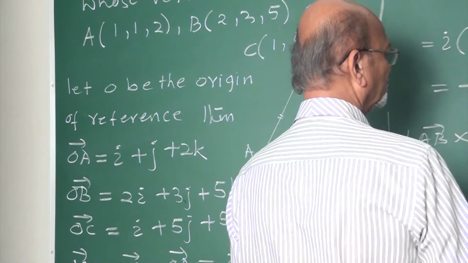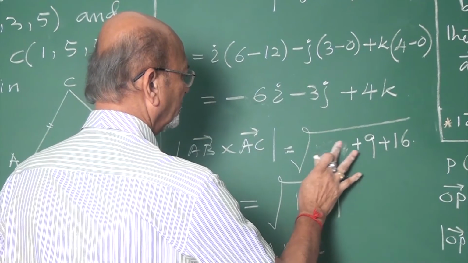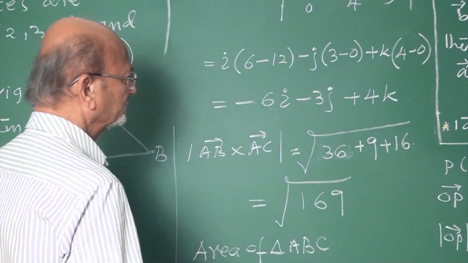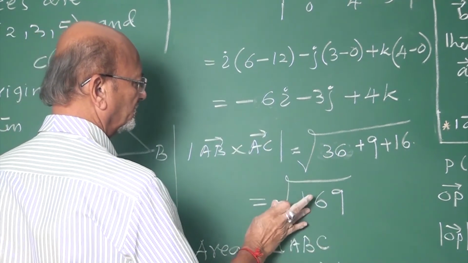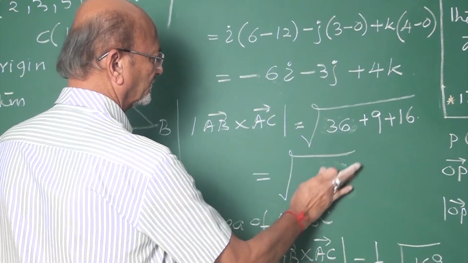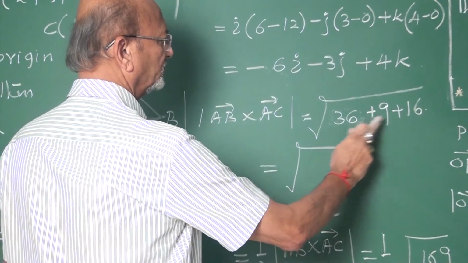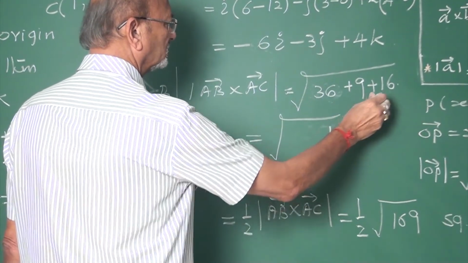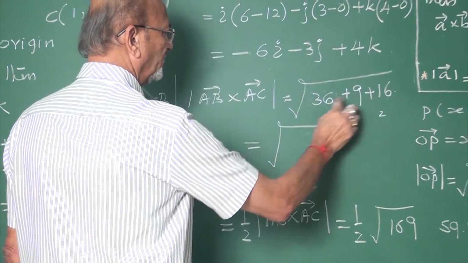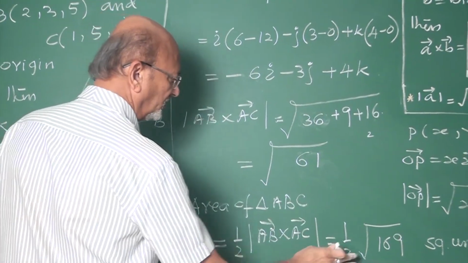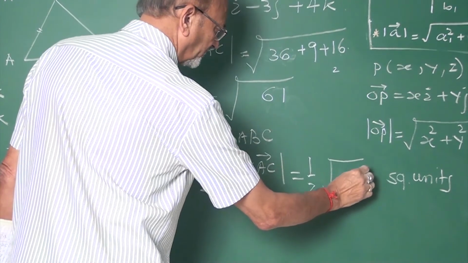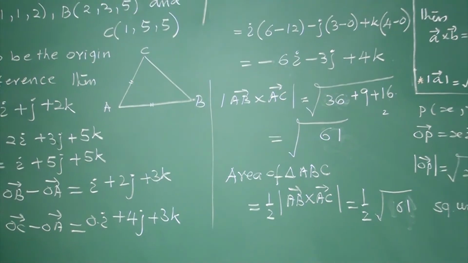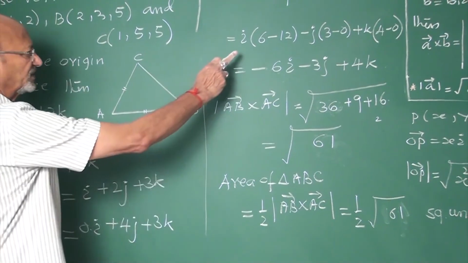This is minus 6. Minus 6 the whole square is 36. Yes, friends. This is 6 plus 6, 12 plus 9 is 21. 3 plus 3 is 6. Yes, my friends, this is 61 square units.